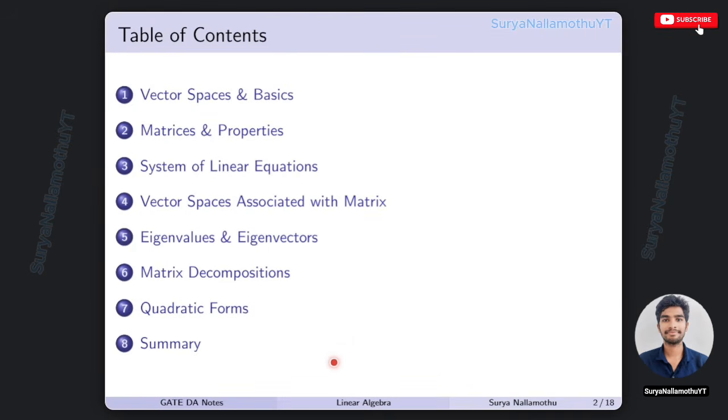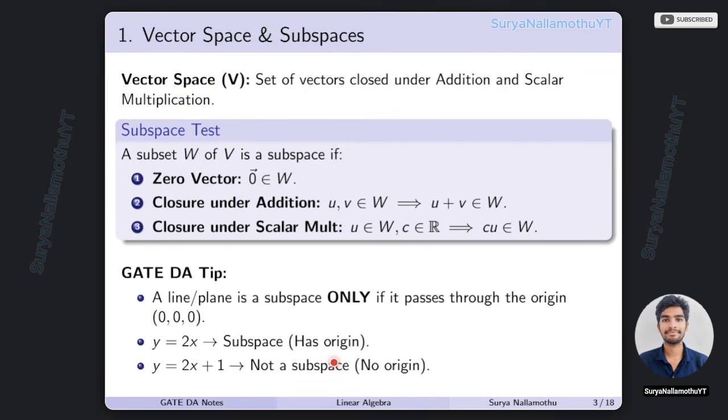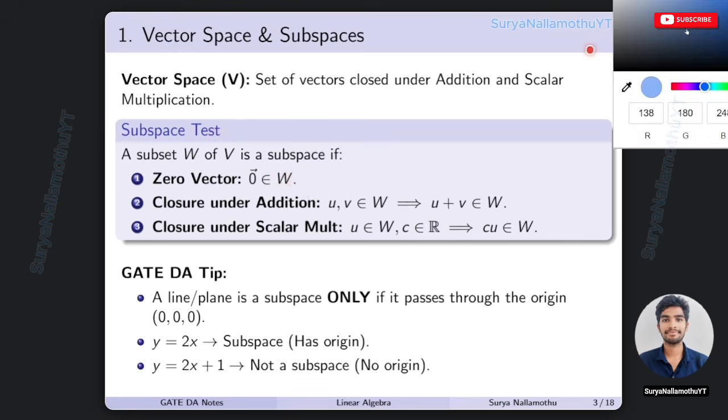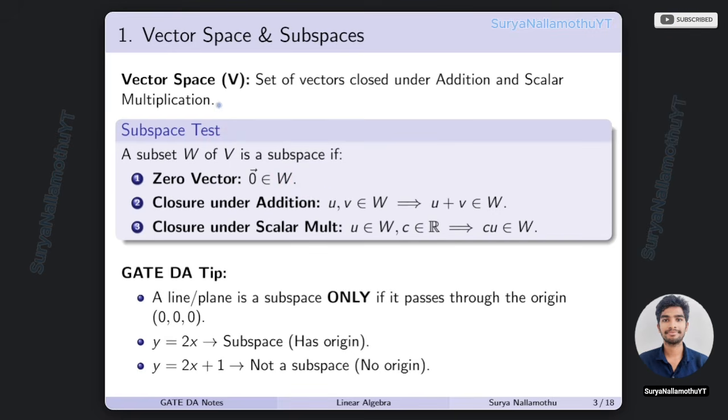These are the contents present in this tutorial. First, let me start with vector space and subspaces. A vector space is a set of vectors that is closed under addition and scalar multiplication. So addition and scalar multiplication must be satisfied. The subspace has a common difference: a subspace has a zero vector, but a vector space only needs these two conditions. If only these two conditions are followed, it is known as a vector space. If three conditions are followed, then we call it a subspace.